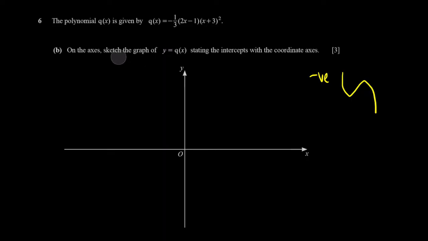Second thing is, where are the x-intercepts going to be? Well, we can get the x-intercepts by looking at this graph because it's already in factorized form. So 2x minus 1, if we set that equal to 0, we're going to get x is equal to half. That's one of the roots. And x plus 3, if we set that equal to 0, then we're going to get x is negative 3, which is another one of the roots.